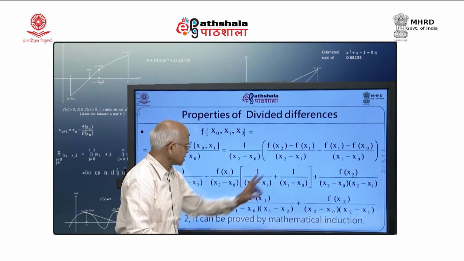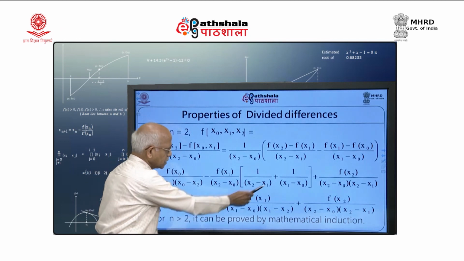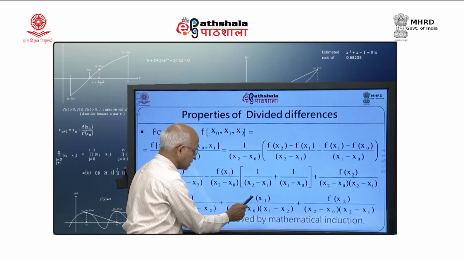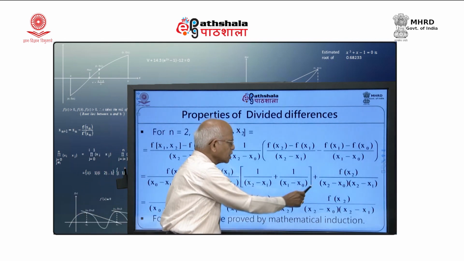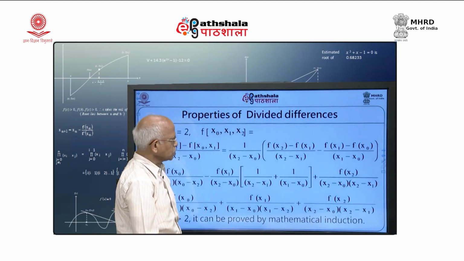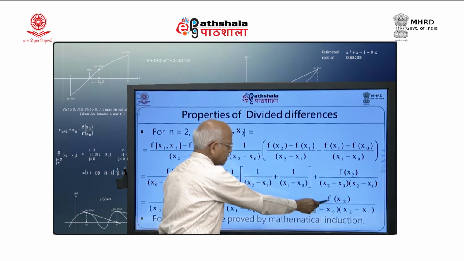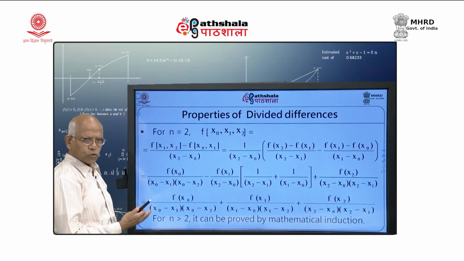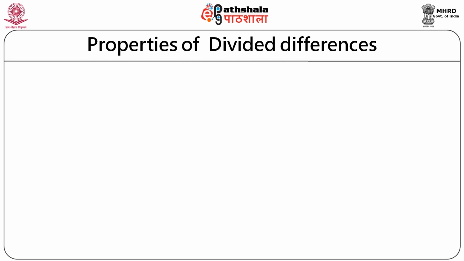If you simplify this, x 2 minus x 0 will be cancelled, and I will be getting x 1 minus x 0, that is this factor, and this factor in the reverse sign, x 1 minus x 2, and this will be f x 1. Accordingly we will be getting the second term here, and similarly I will get the third term as f x 2 upon x 2 minus x 0, x 2 minus x 1, directly from here. So, that is how we can prove the formula for n equal to 2. In fact, we can prove this entire result using mathematical induction. We are not going to go into the detailed proof of this.